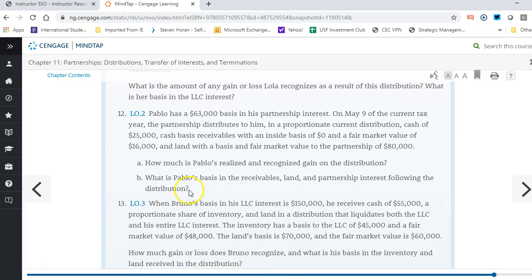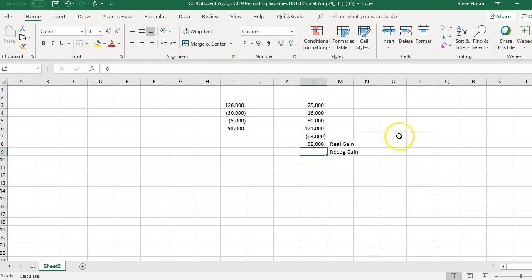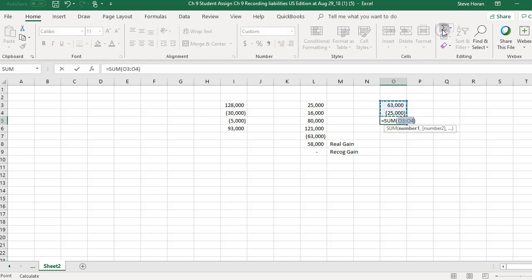When we go to part B, the basis in receivables, land, and partnership interest following the distribution. So what we do with this one is we take the original $63,000 of his basis. So this is part B, $63,000 basis. And then we subtract from that the cash received. And what's left over is his new basis of $38,000.